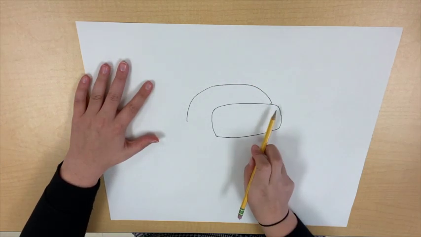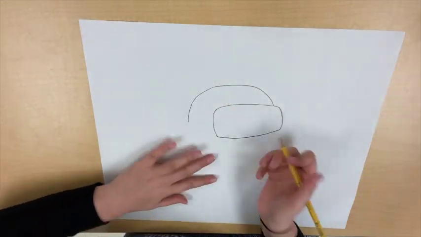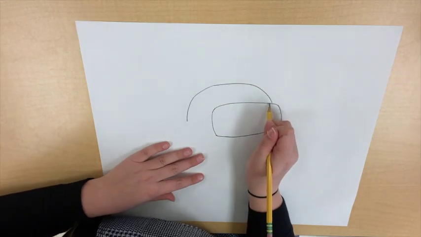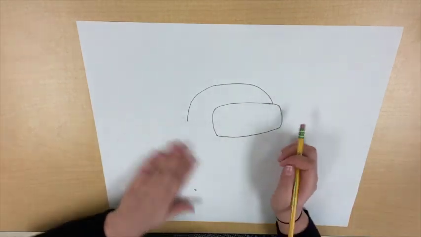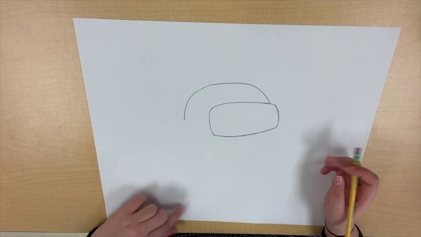Like that. And see, I ended up actually bringing it over a little bit anyway. So I'm just going to erase that little tick mark that I did, which is great because I'm using a pencil, so I can do that. The next thing you're going to do is you are going to draw this line straight down.